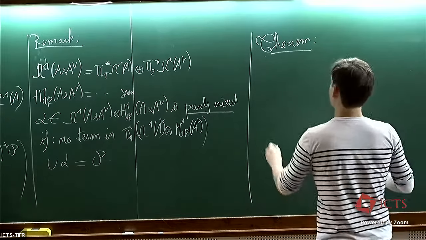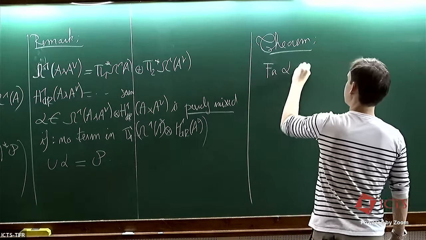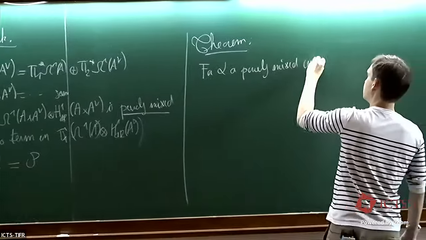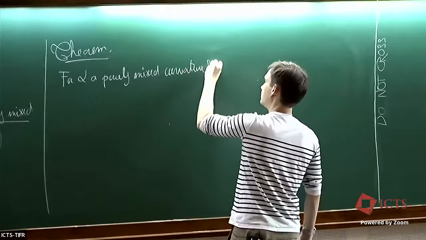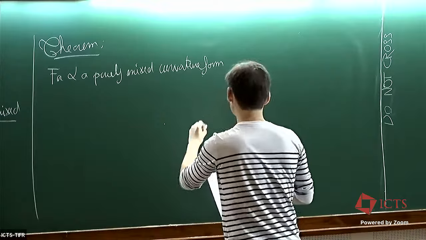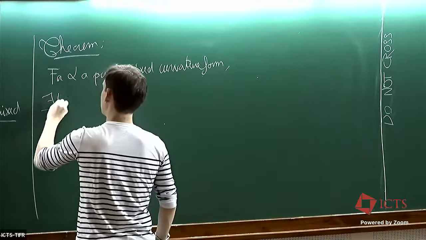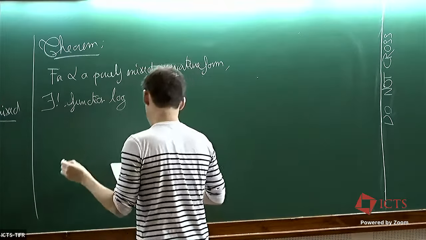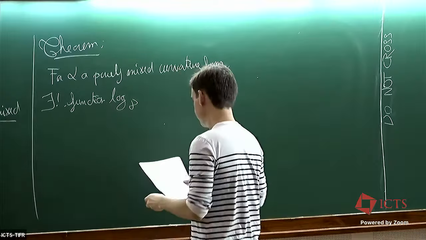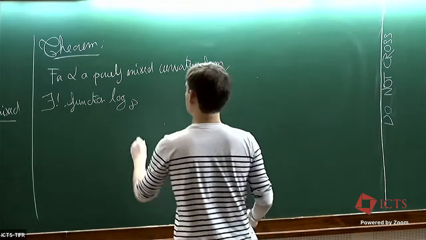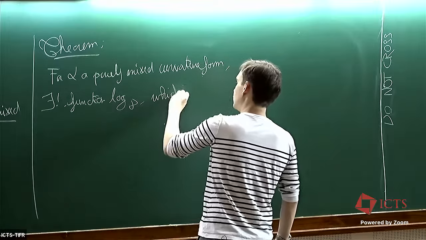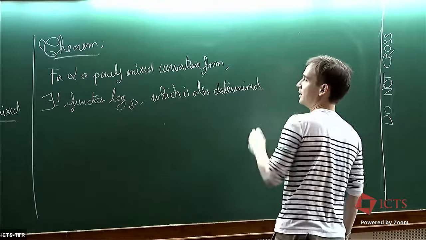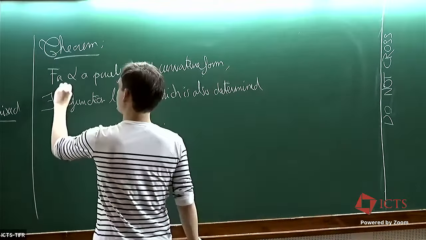Next one. So for alpha, a purely mixed curvature form here as before. There exists, of course, a unique function log p here, which is also determined with these conditions. I mean, some good functions here.